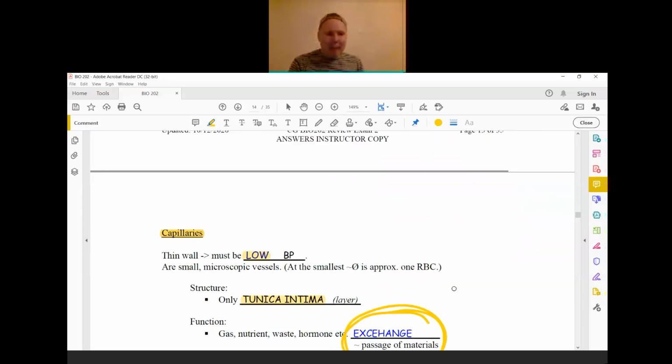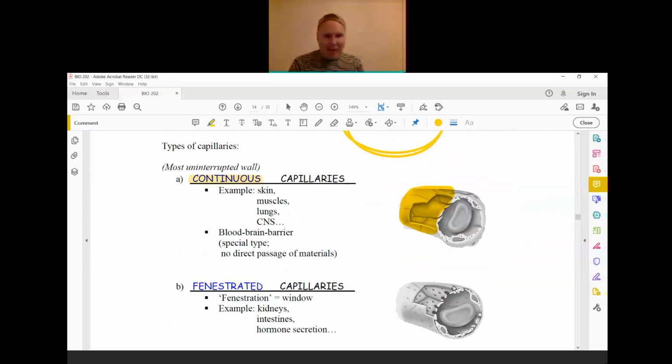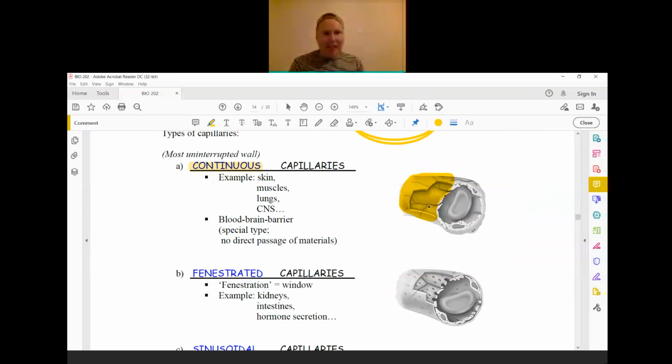Good. So the continuous capillaries were this layer of wall. All of these were continuously connected to each other. The second type of capillaries that we find is going to be fenestrated capillaries. In fenestrated capillaries, we have fenestrations, which is just a French word for window. So small windows here and there.